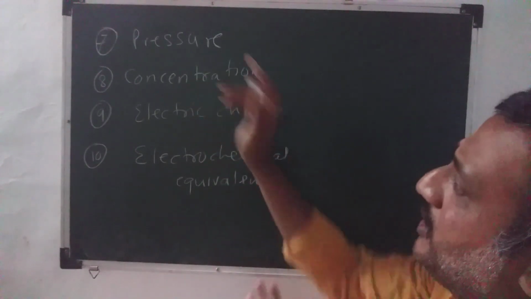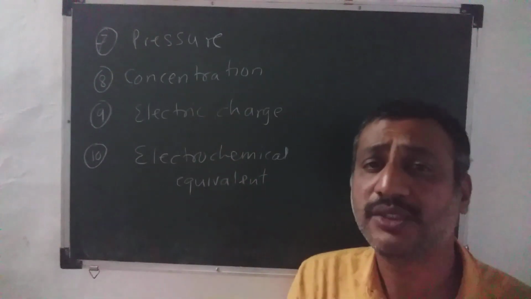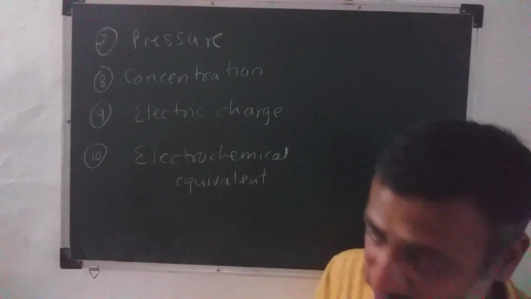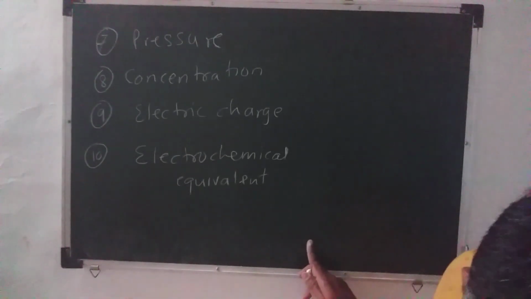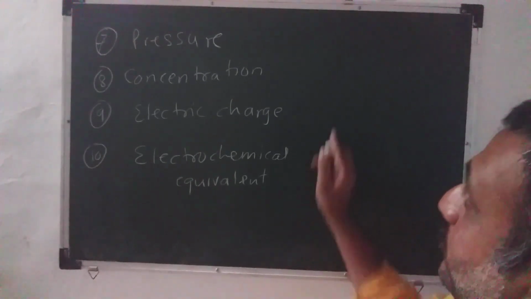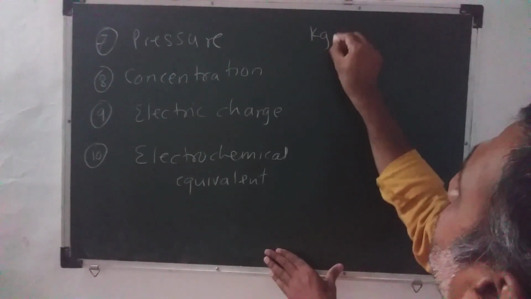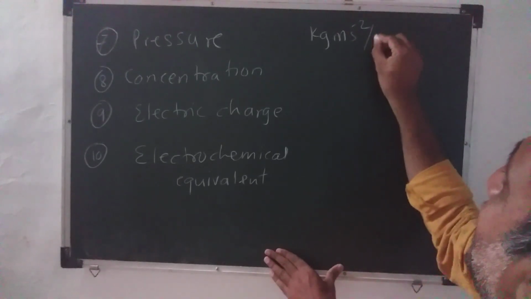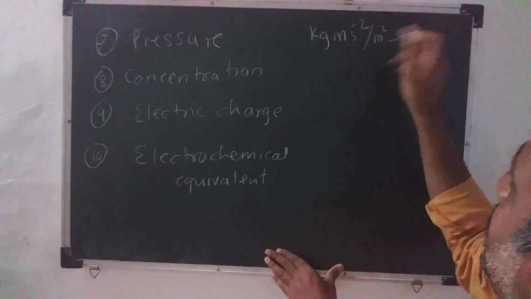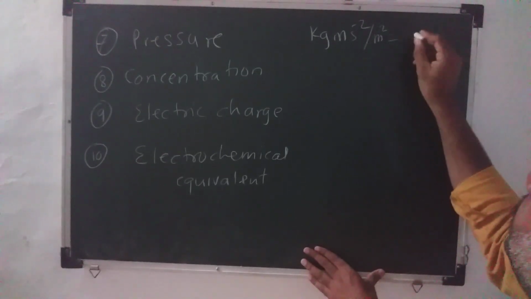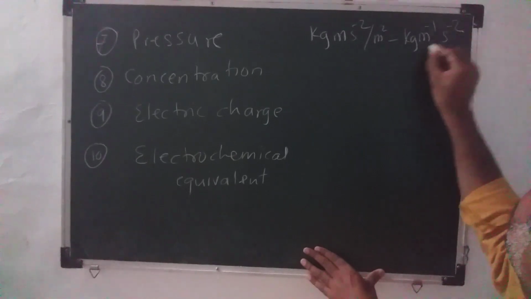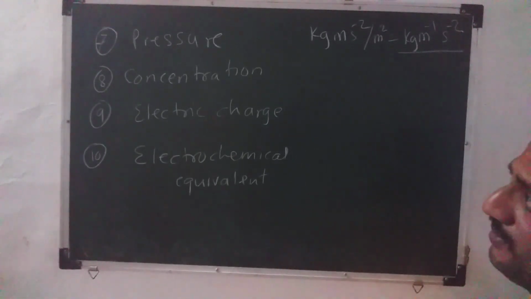Let's see about the pressure. What is the formula for pressure? Force per unit area. And just as we did for the force, the unit was written as kilogram meter second raised to minus 2. That is for the force. And the unit for the area is meter square. So that's why here it is kg meter raised to minus 1 second raised to minus 2. This is the SI unit for the pressure.